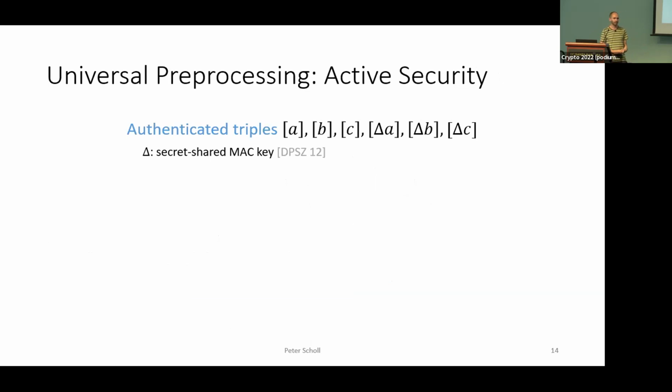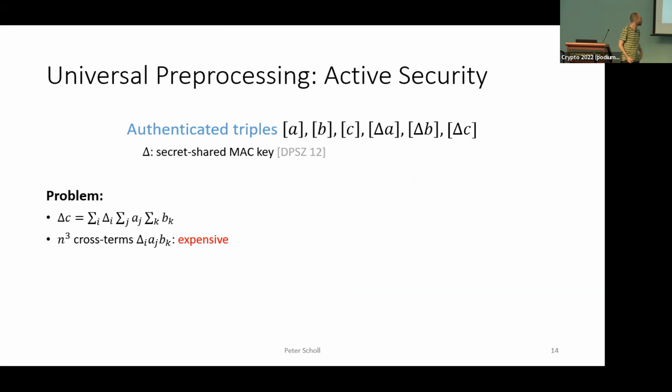Now, if we want active security, we don't just want Beaver triples. We usually use authenticated triples, like in the SPDZ protocol, where each of these values A, B, C is now multiplied with a random secret MAC key delta, and again, secret shared to the parties. So this introduces an extra challenge. Because now if you look at the product delta times C here, this is going to be a degree 3 term in all of these secret values, delta, A, and B.